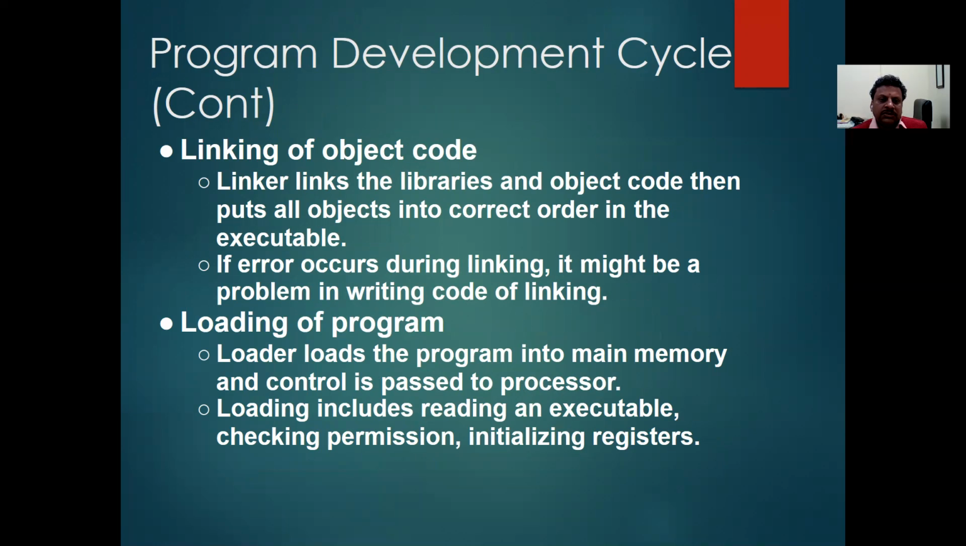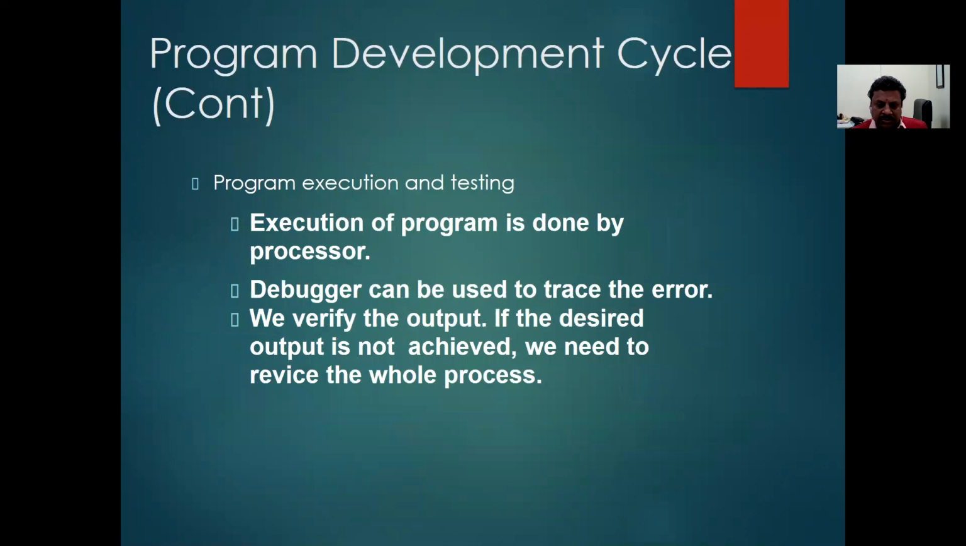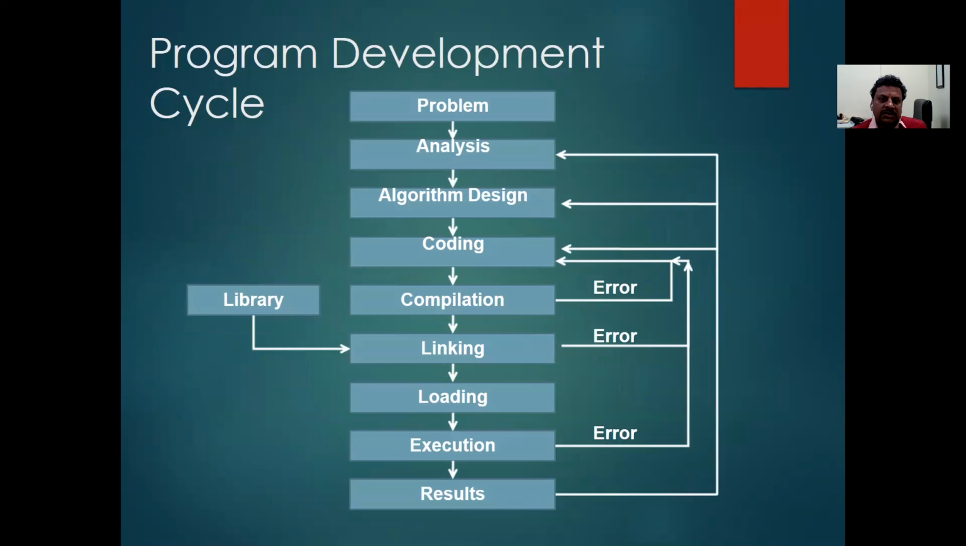Loading of the programs. The loader loads the program into main memory and control is passed to the processor. Loading includes reading an executable, checking permission, initializing registers. And final execution and testing. Execution of the program is done by the processor. A debugger can be used to trace the error. We verify the output, and if the desired output is not achieved, we need to revise the whole process once again.